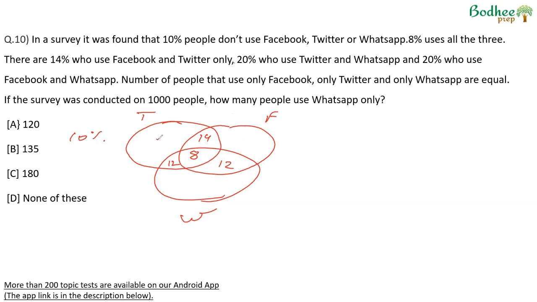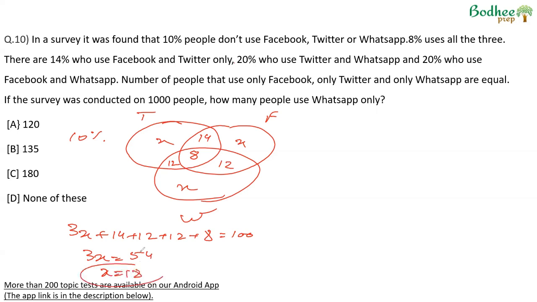Now, if this is x and x, we can say 3x plus 14 plus 12 plus 12 plus 8 is equal to 100. So 3x will come out to 14, 26, 38, 46. 100 minus 46 is 54. X will come out to 18.